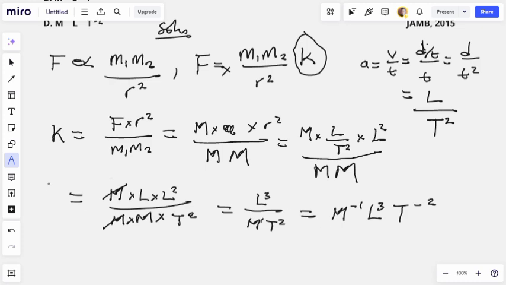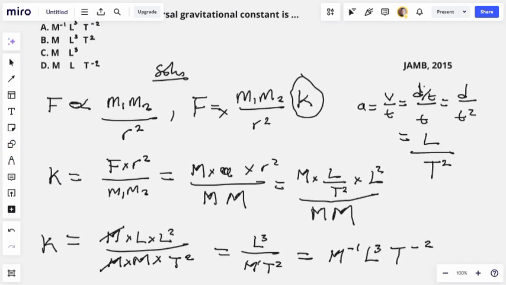So the dimensional unit for the universal gravitational constant is m raised to the power minus 1, L raised to the power 3, t raised to the power minus 2. So let's see which of our options lie with that. Minus 1, 3, and minus 2, option A. So option A is the correct answer to that question. Thank you.